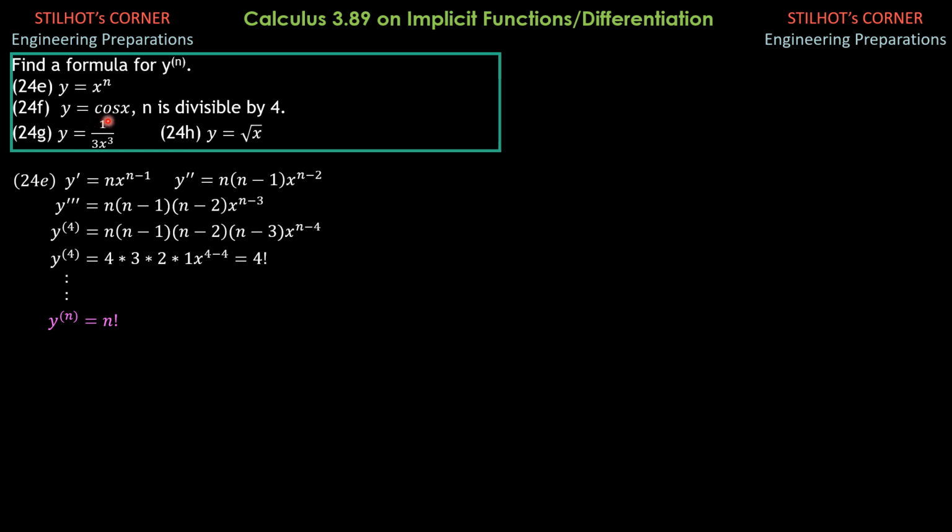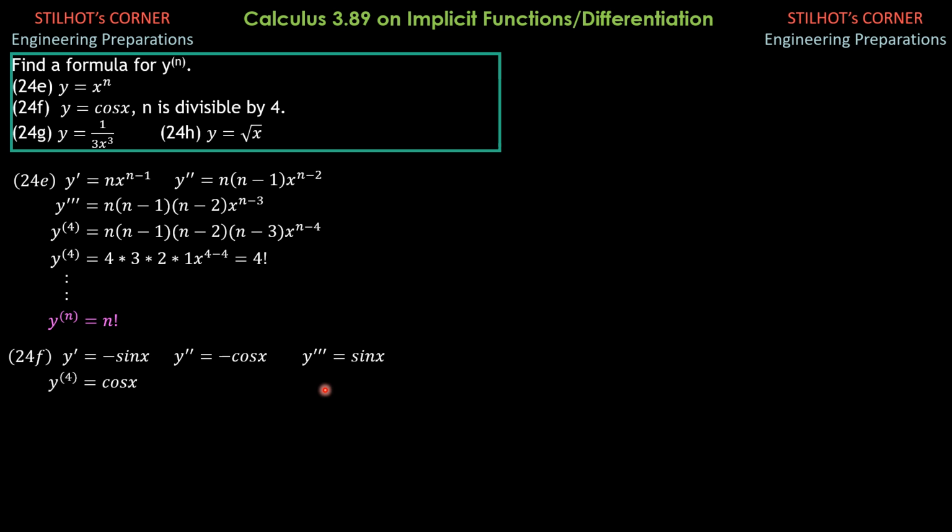24f, y is cosine of x, and n is divisible by 4. So first, y prime is negative sine of x. Then y double prime is negative of derivative of sine x, which is positive cosine x. So y double prime is negative of cosine x. Then the derivative of cosine is negative sine. So y triple prime is negative of negative sine x. So that's positive sine x. Then the fourth derivative is derivative of sine x, cosine of x.